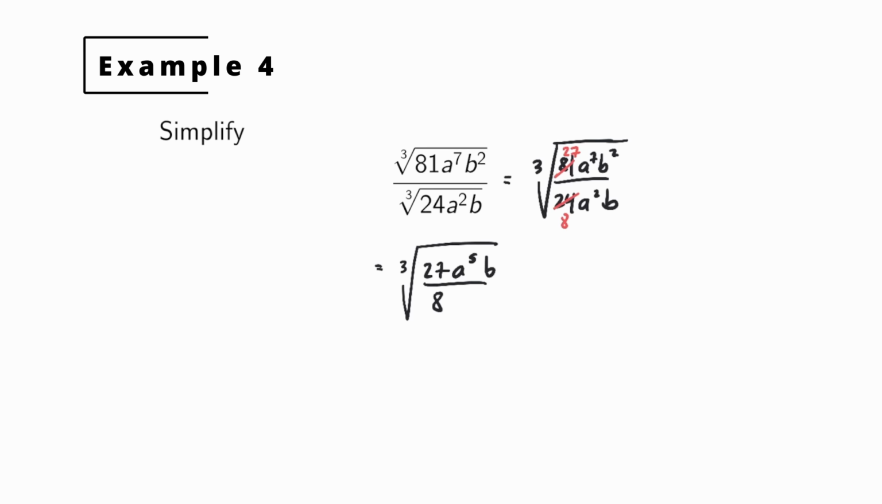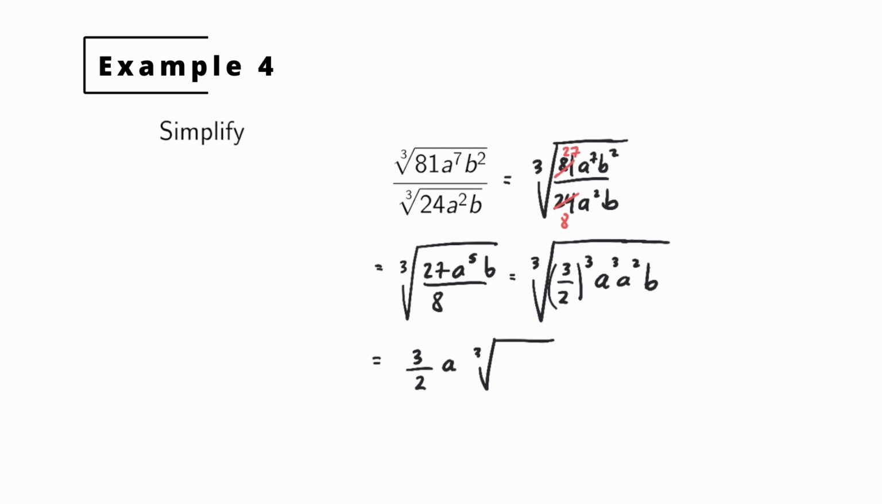So what I'm left with is the cube root of 27 a to the 5th b over 8. I want to pull out perfect cubes. So 27 over 8, I can write as 3 over 2 cubed, because those are both perfect cubes. 27 is 3 cubed, 8 is 2 cubed. And as far as a to the 5th goes, I can write a to the 5th as a cubed times a squared, because again, a cubed is a perfect cube. And then we have this leftover factor of b. Now we just simplify by pulling out the perfect cube. So I have 3 over 2 times a times the cube root of a squared b.